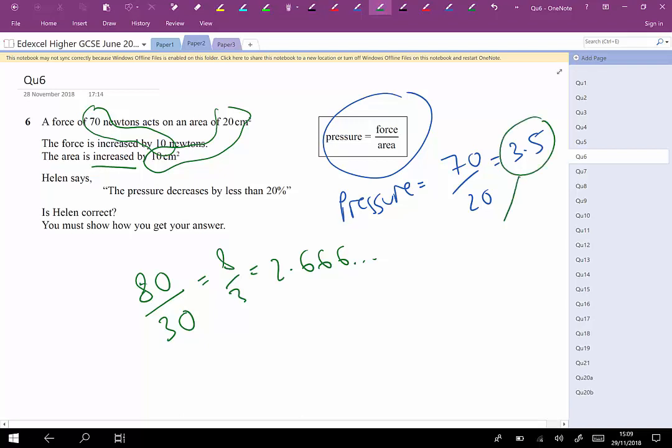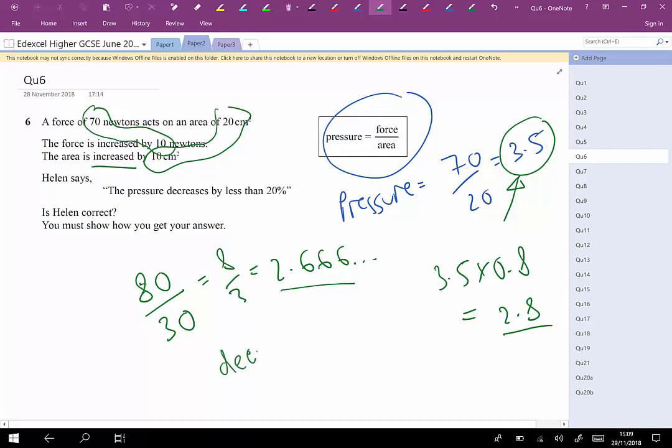Okay, so what is 20% of that? Or rather, what's that figure once we've taken 20% off? Well, if we take 20% off, we've got 80% left. So I'm going to take my 3.5 and times it by 0.8. That tells me what 80% is worth. Okay, so 3.5 times 0.8. If it did decrease by 20%, it would go all the way down to 2.8. Has it gone down by more than that or by less than that? More than that.